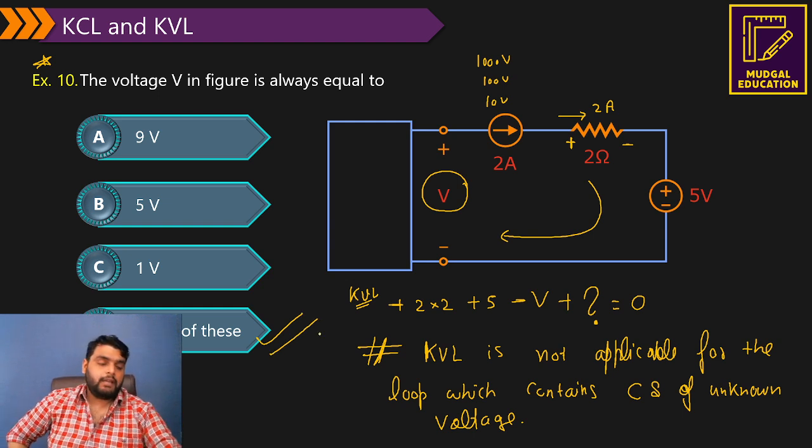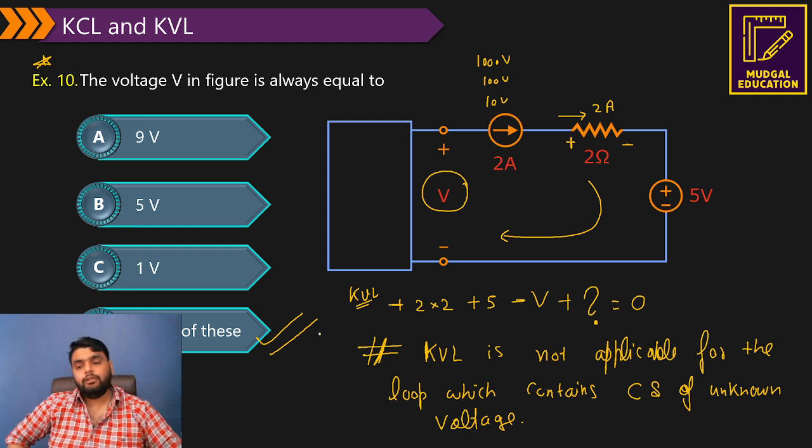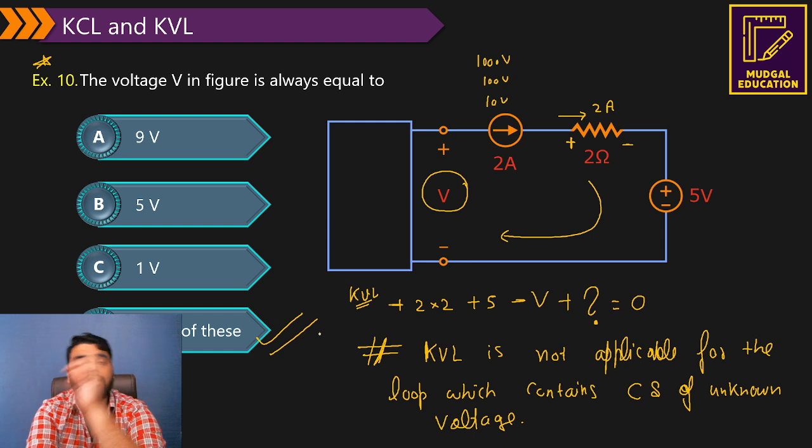So this question has been asked in your exam also, but apart from exam, you need to understand this very carefully. If the voltage across the current source is not given, you cannot apply the KVL. This is a limitation of KVL.